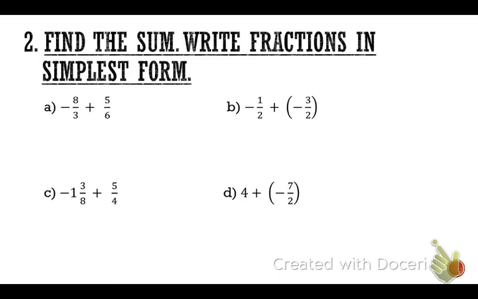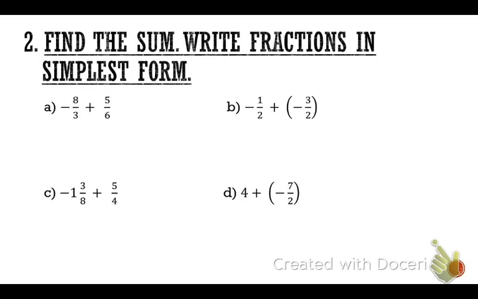Find the sum and write the fractions in simplest form. So from now until the end of your math life in college, you will always put answers in simplest form. That means you're going to reduce them to as small as they can go. First up, negative 8/3 plus 5/6.